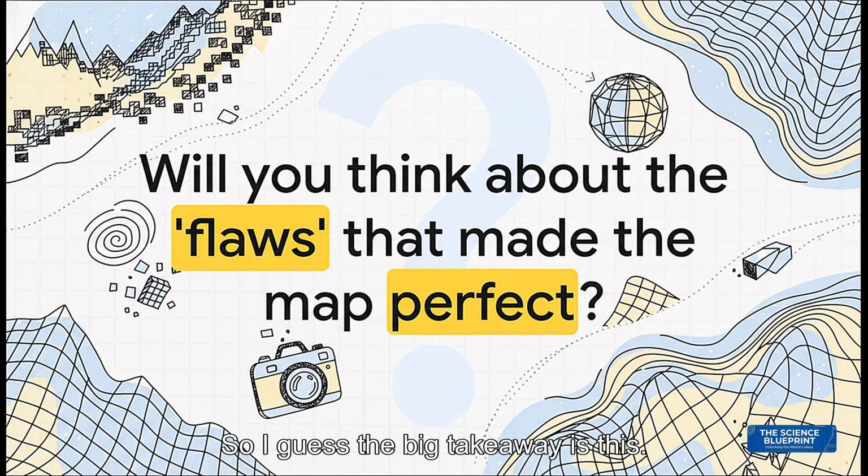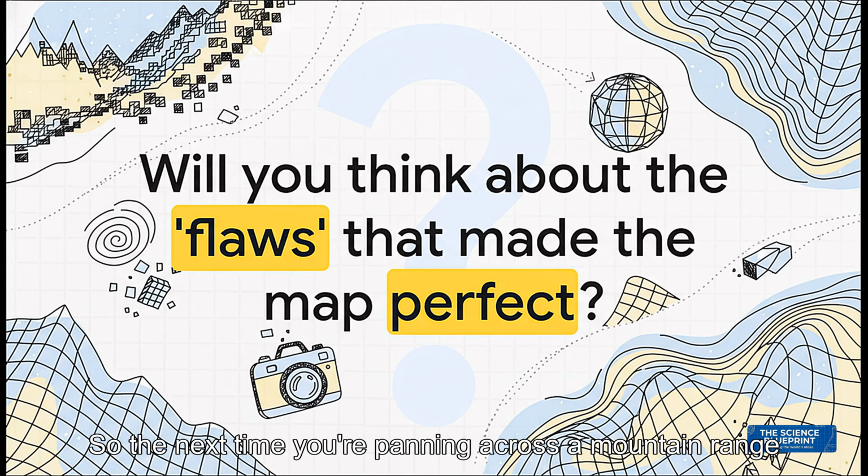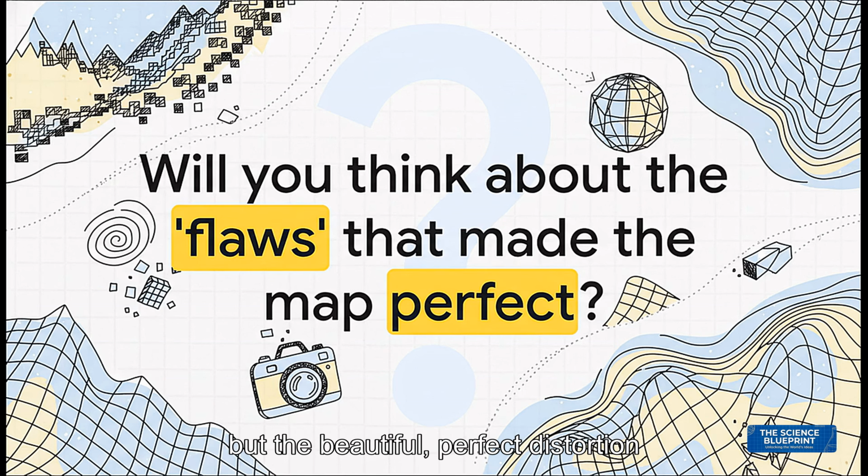So I guess the big takeaway is this. Sometimes the most important information isn't in perfection, it's hidden in the flaws. So the next time you're panning across a mountain range on a digital map, maybe you'll see not just the pixels, but the beautiful, perfect distortion that made it all possible.